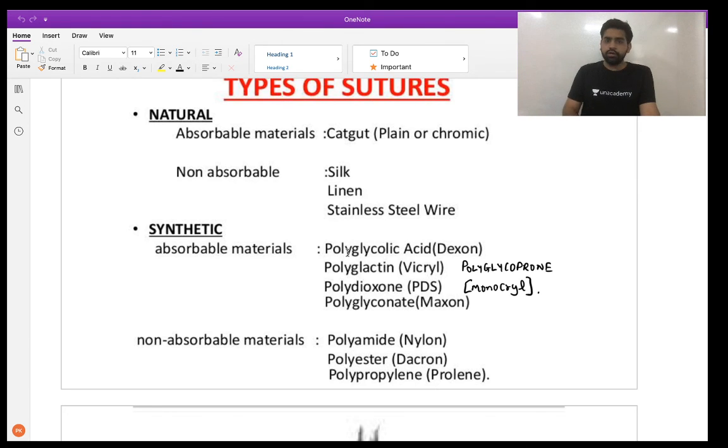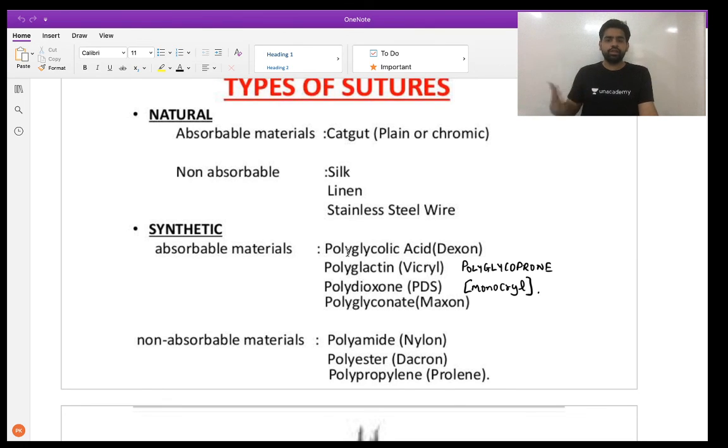Moving on further, this was about the naturally occurring absorbable sutures. Now what about the non-absorbable sutures? What are the naturally occurring non-absorbable sutures? We have silk, linen, and stainless steel. Please understand this. What is silk? It is a multifilament non-absorbable suture. That is fine.